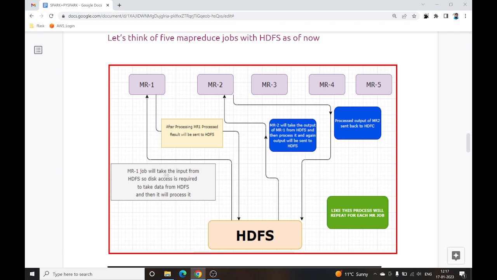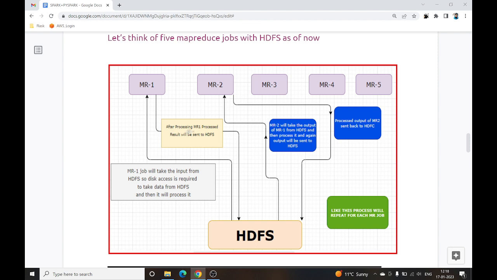MapReduce 1 job will take the input from HDFS. So this MR1 job will take the input from HDFS. Disk access is required. Please remember, disk access is required. MapReduce 1 will require disk access from HDFS, and HDFS is somehow disk storage. So disk access is required to take data from HDFS, and then it will process the particular data.